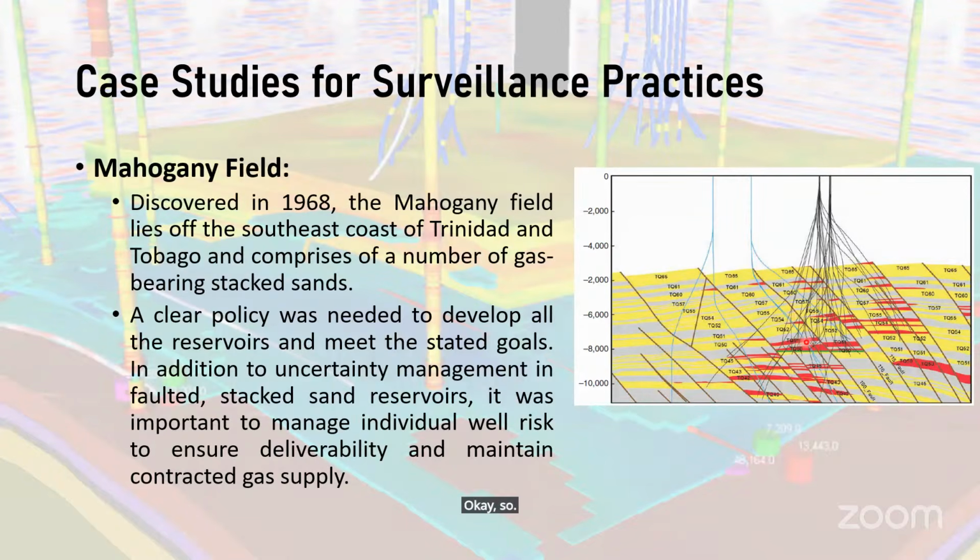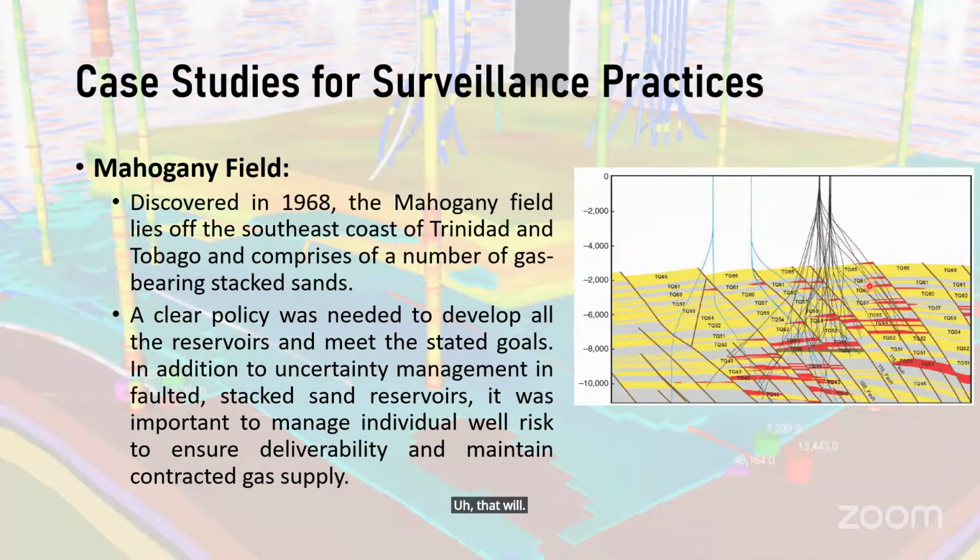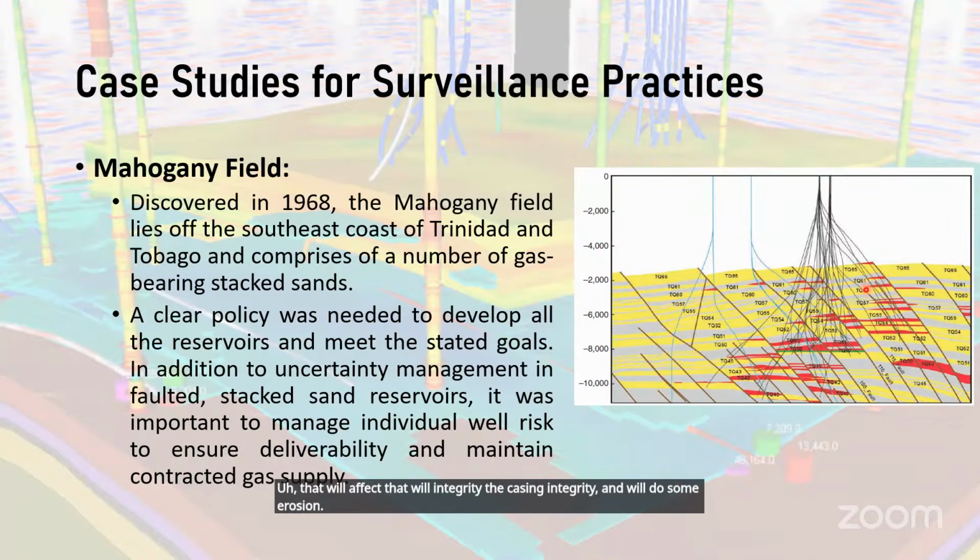Okay, so now you remember what is the first step in reservoir surveillance. The first step is to set what our goal is. Our goal is to get as much gas as we can from this field to maximize the recovery factor. Okay, what are the risks that we have? We have two risks. The first risk is that we have some sand production that will affect the well integrity, the casing integrity, and will cause some erosion in the casing.